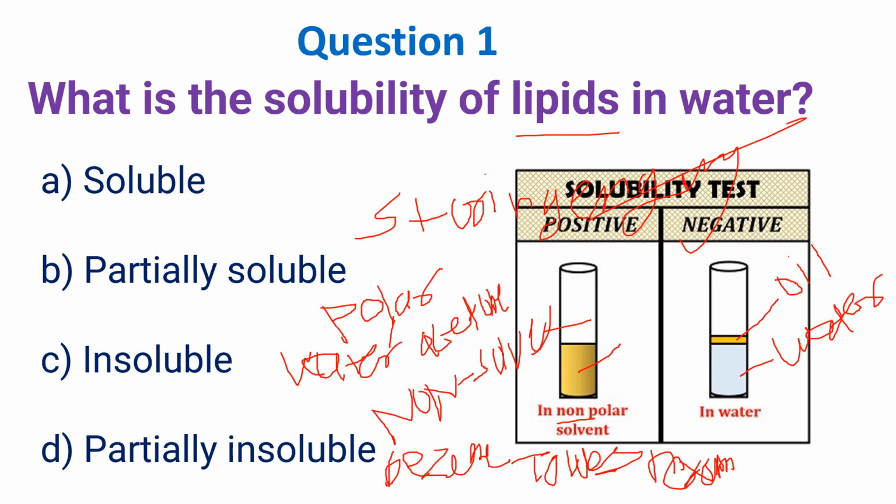So, what is the answer to this question? Lipids are not soluble in water. So, option C is correct. Insoluble in water. Lipids are insoluble in water.